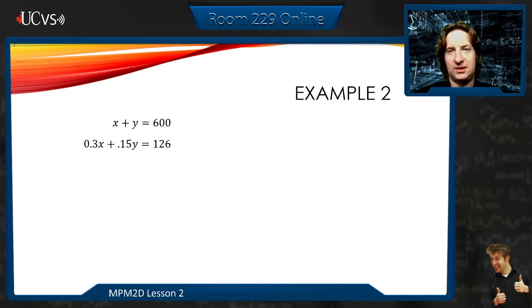Substitution will be the easier one to use in this case because I can just get x by itself. Take the y to the other side, it becomes negative y. Right, subtracting y from both sides.